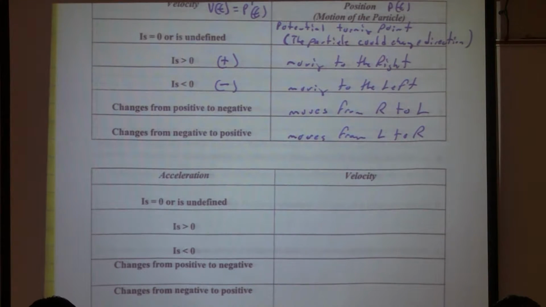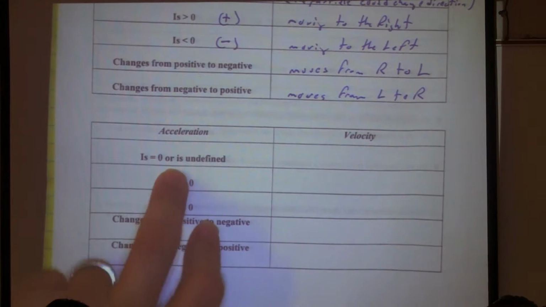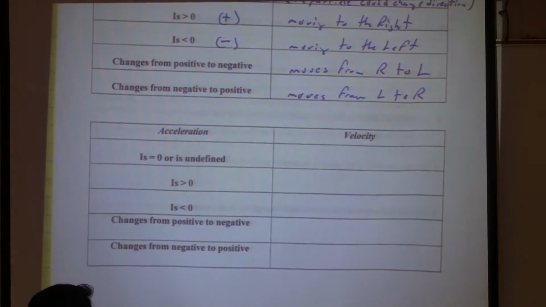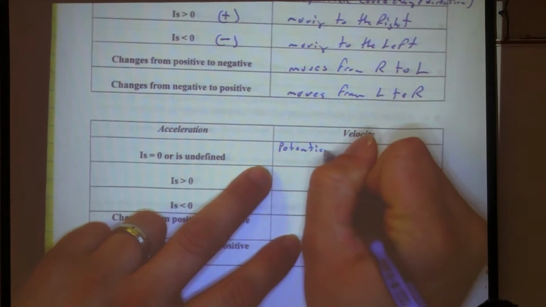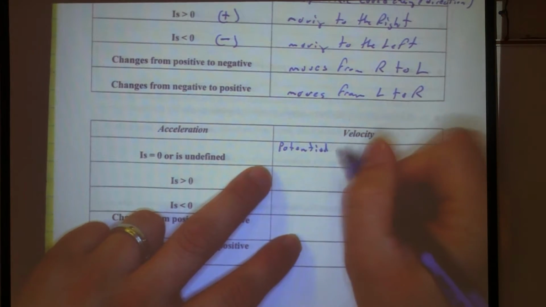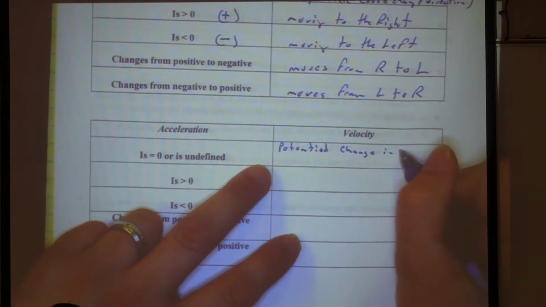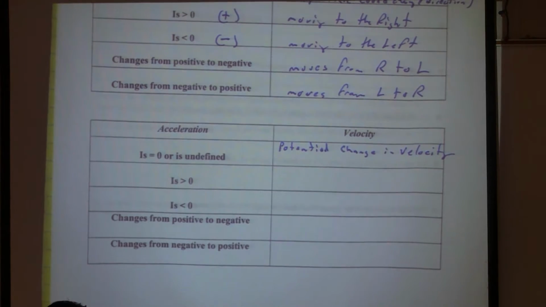Okay? So what could we say if the acceleration was equal to 0? What would we have? We could have constant velocity, right? Or what else could happen? There could be a potential what? Change in velocity.